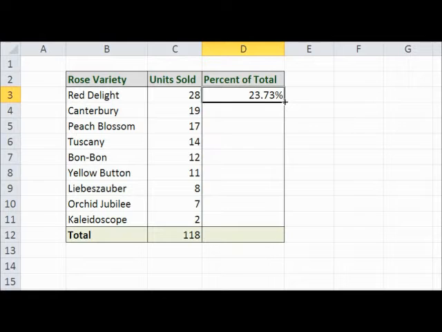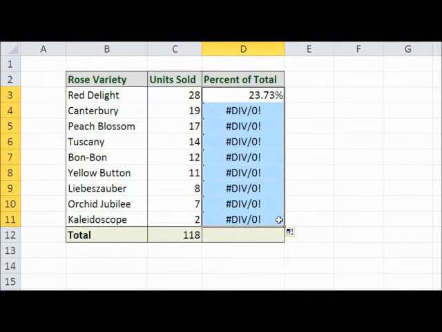Then I'll use the fill handle to copy this formula to all of these cells. But wait a minute, that doesn't look right at all. The first one's right because it's dividing by C12, which is our total. But as we go down the list, you can see that the cell reference is moving into these empty cells, which is not what we want. We want it to stay frozen on C12 for all of these formulas.